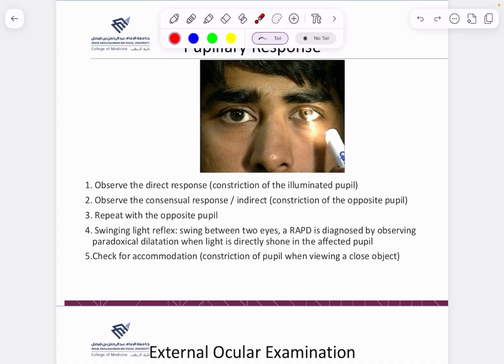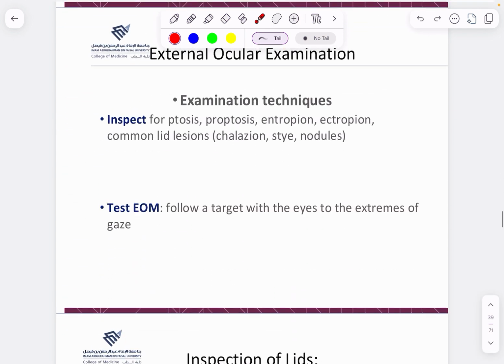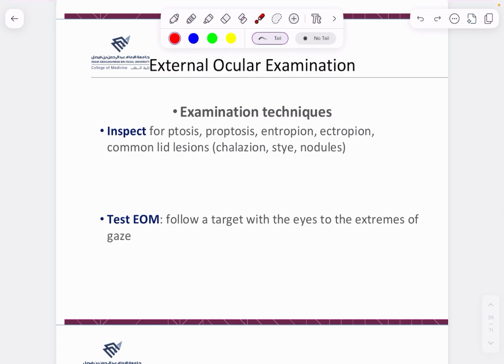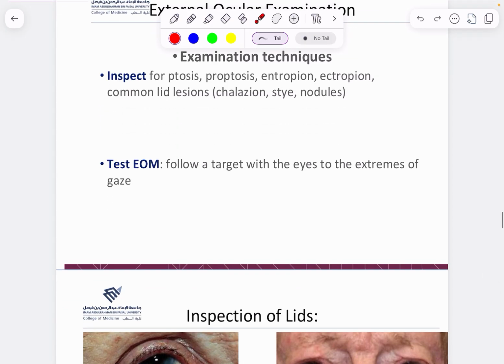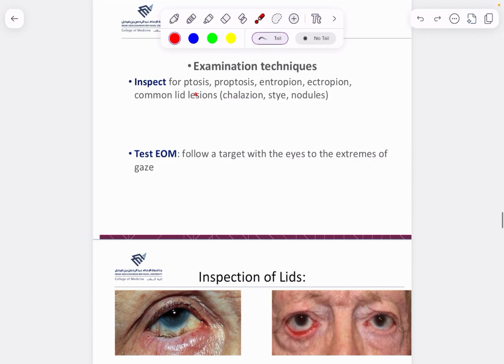And you also want to make sure that the patient can properly accommodate. So you're going to hold a close object up to their face and you're going to ask them to focus on it. As for the external ocular examination, you're going to inspect the eye. We have pictures here. You're going to check for ptosis, proptosis, entropion, ectropion, and common lid lesions. You have chalazion, which is the sebaceous cyst, and you have stye and nodules.